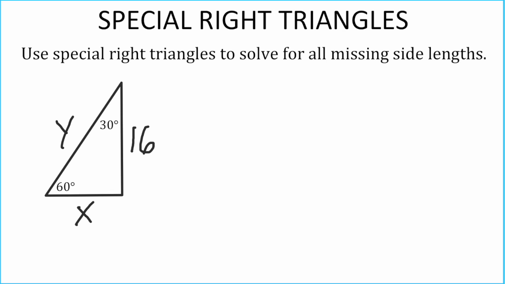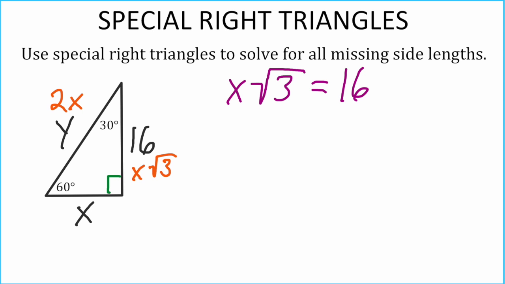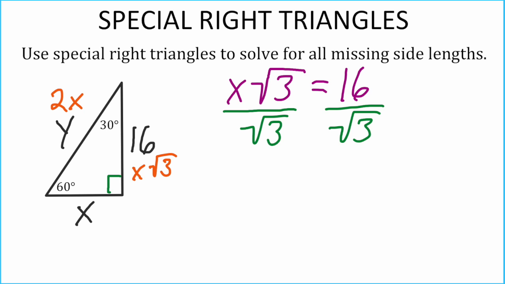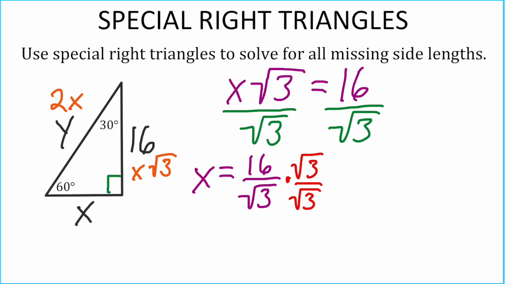Okay, this one, our short leg is the x, which means our 16 would be x radical 3. Also, we have the right angle on the bottom when we do triangle equals 180. So we don't have what we like to get. It takes a little longer. So we set up x radical 3 equals 16, divide by radical 3, and then we want to simplify. X is equal to 16 over radical 3, multiply by radical 3 over radical 3.